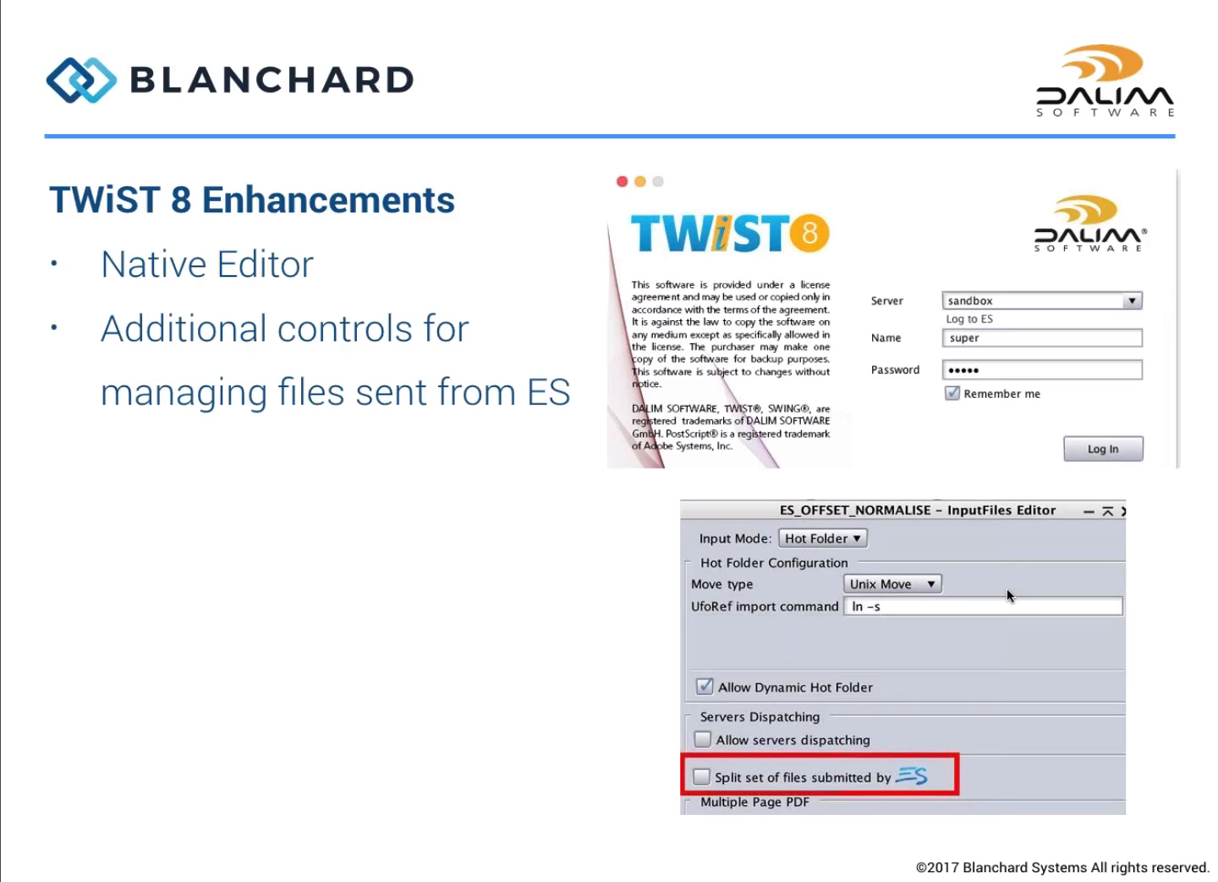There are also, in some of the tools in Twist 8, some additional controls for managing files that were sent from ES. So for example, in the input files, there's an area where you can choose to split a set of files that were submitted from within ES. I think there's also an option in the fork tool now where you can fork based off a number of files that were sent from ES.